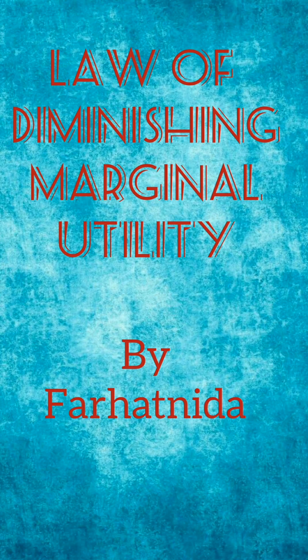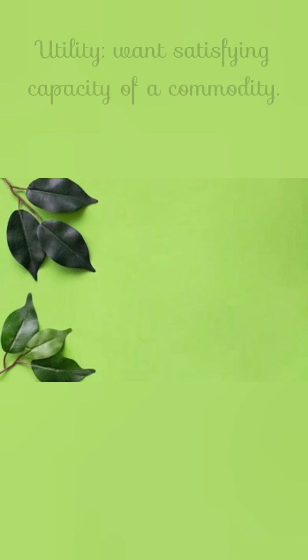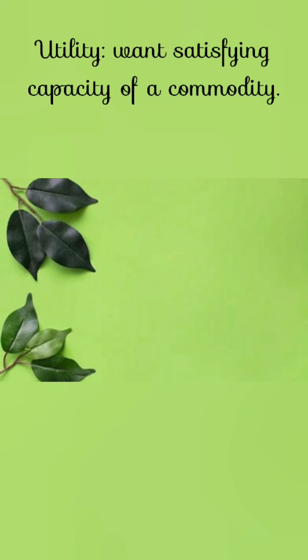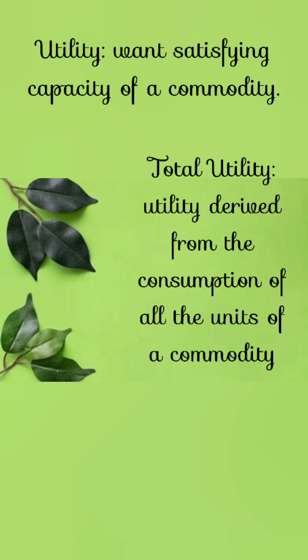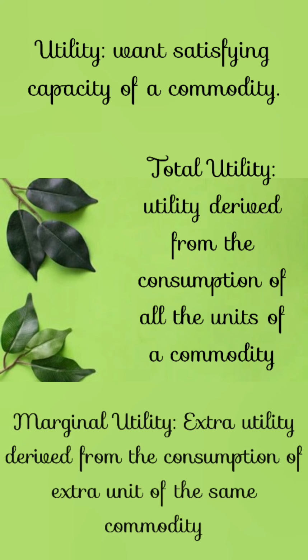Hello everyone. Today I'm going to deal with the law of diminishing marginal utility. Before starting with the law, let me give you the meaning of utility, total utility and marginal utility. Utility is the want-satisfying capacity of a commodity. Total utility is the utility derived by a consumer by consuming all the units of a commodity. Marginal utility is the extra or additional utility derived by a consumer by consuming an additional or extra unit of the same commodity.